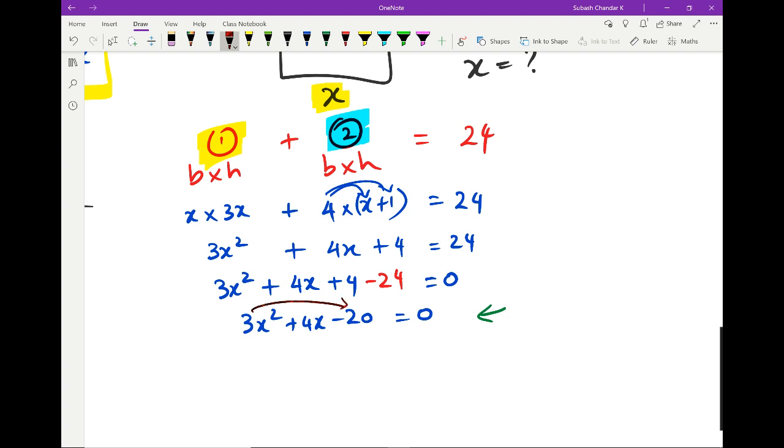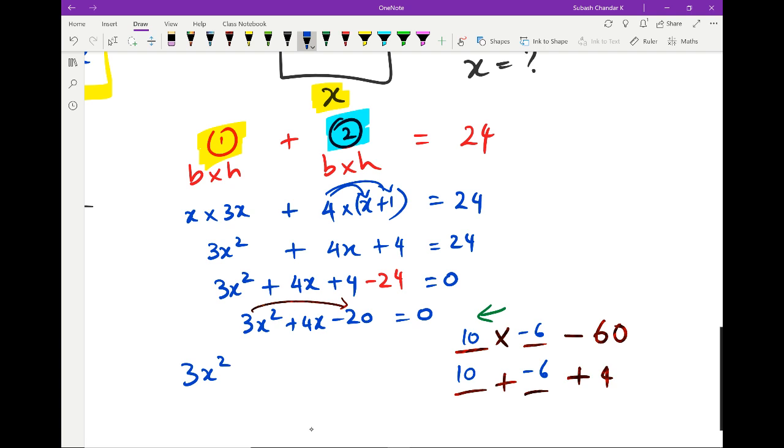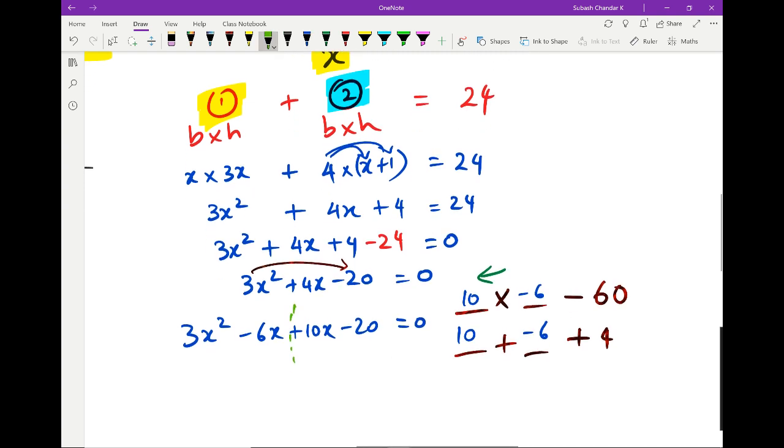So I've got 3 times negative 20, which is negative 60. I'm looking for two numbers that multiply to negative 60 and add up to positive 4. That's going to be 10 and negative 6. So I'm going to write this as 3x squared minus 6x plus 10x minus 20 equals 0. And then I split them up into 2 areas.